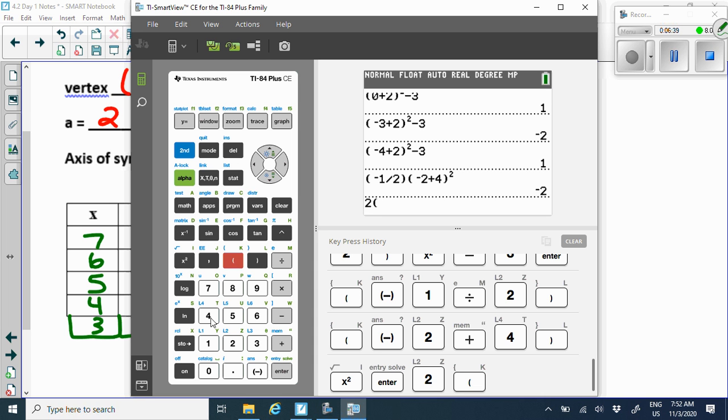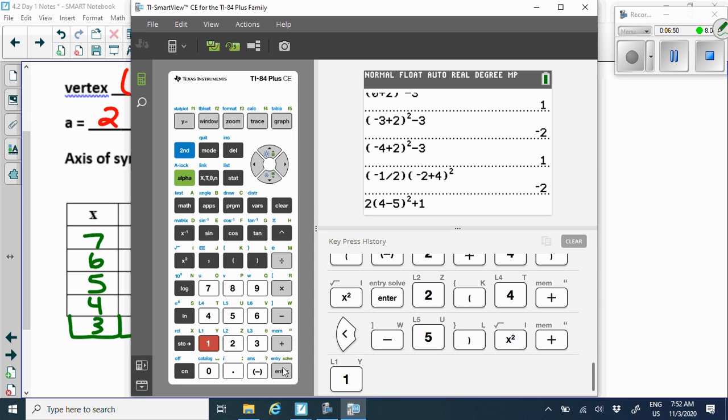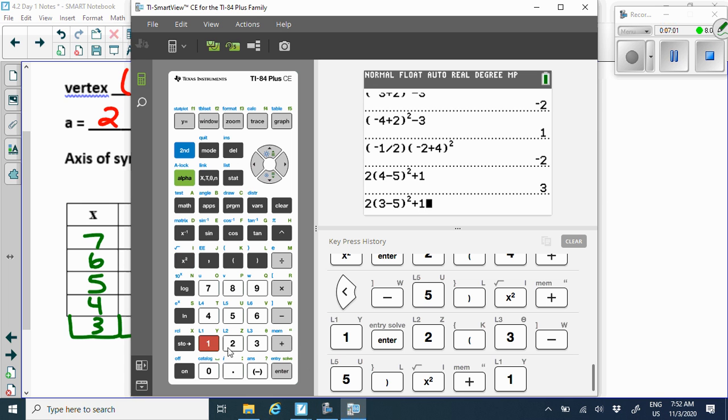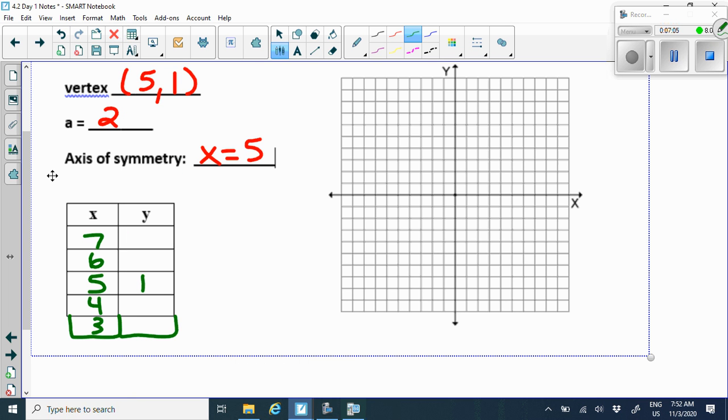Now we need to do for this part, minus 5, that should be minus. So make sure you use the minus sign, and then we square it, and then we do plus 1. And we get 3 there. Now let's plug 3 in for x, so I have 2. And then I do 3 minus 5, square that, and then plus 1. We get 9. So for our 4, we get 3.